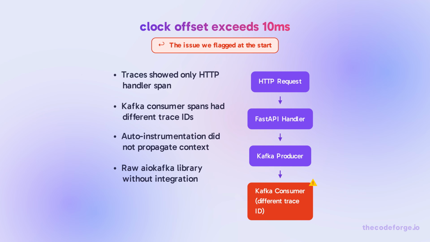This is the same issue we highlighted at the start. Here's exactly why that happened. The team assumed OpenTelemetry auto-instrumentation for Kafka would propagate context automatically. It did not. The Kafka integration requires manual setup for header injection. The team was using a raw aiokafka library without an integration layer, so no traceparent header was passed.